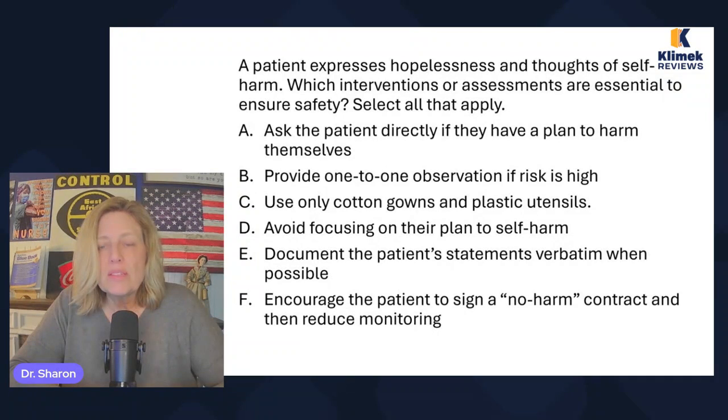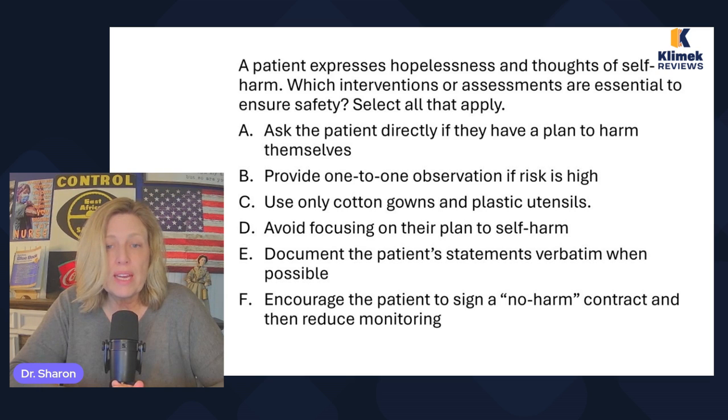Use only cotton gowns and plastic utensils if they are at risk for self-harm. You do want to use paper plates and plastic utensils, although you still would never give them a knife. So that does concern me a little bit. But we actually don't use cotton gowns because they can use cotton gowns to hang themselves. We have to use paper gowns. You can't hang yourself with the paper gown. So actually C is incorrect. No cotton gowns if they're at risk for self-harm.